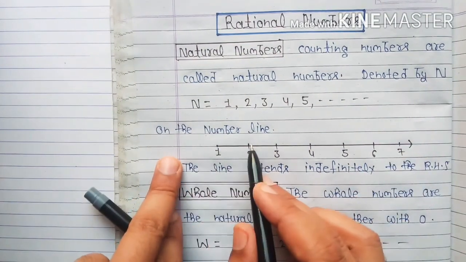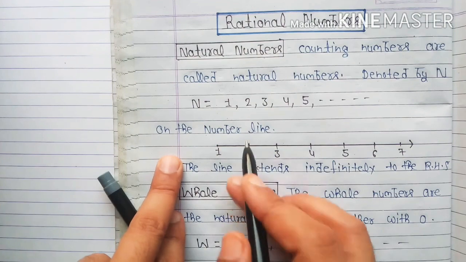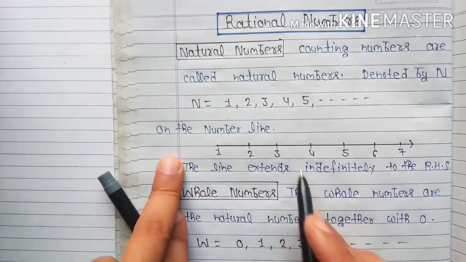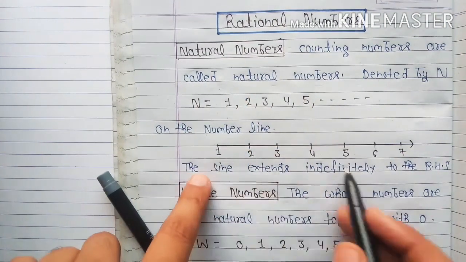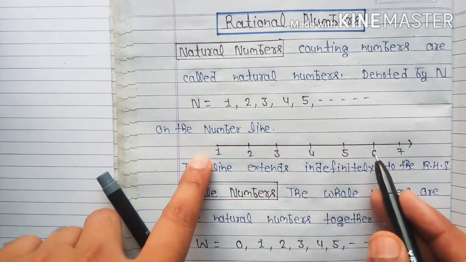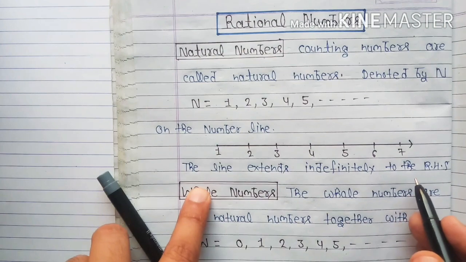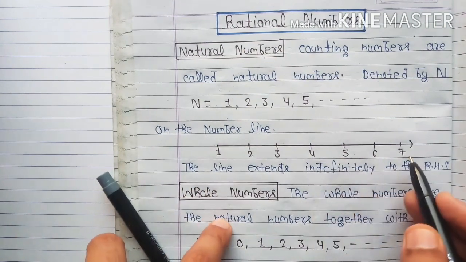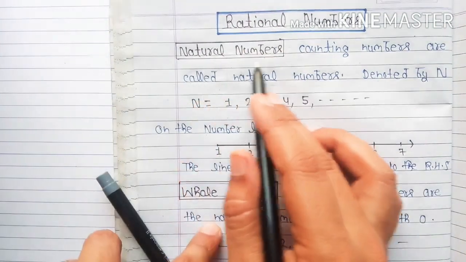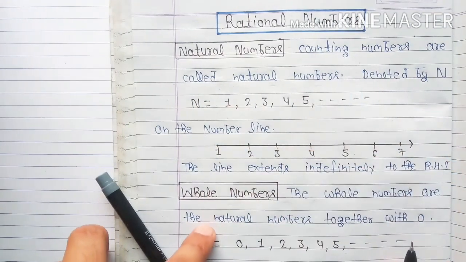Now students, if you want to represent the decimal number on the number line, please see 1, 2, 3, 4, 5, 6 and so on. The line extends indefinitely to the RHS, meaning right hand side. This is known as the natural numbers. All the counting numbers are known as the natural numbers.